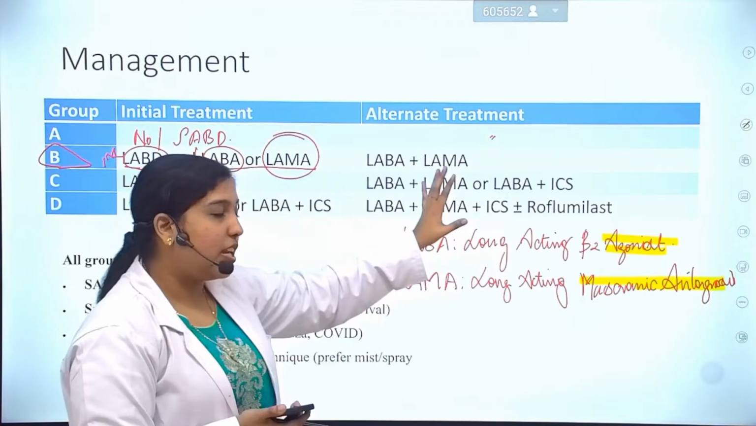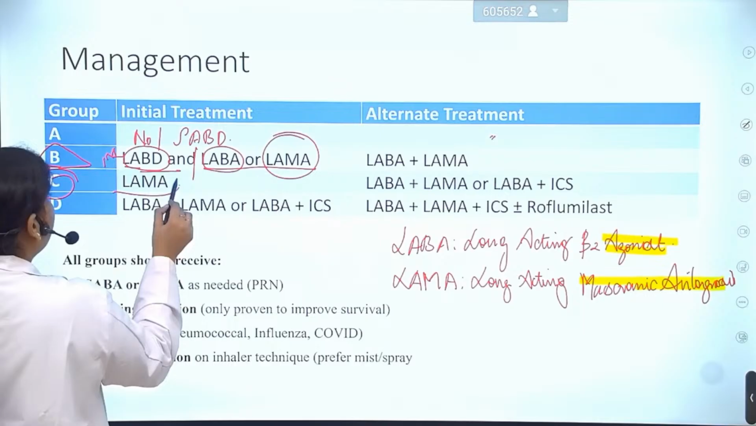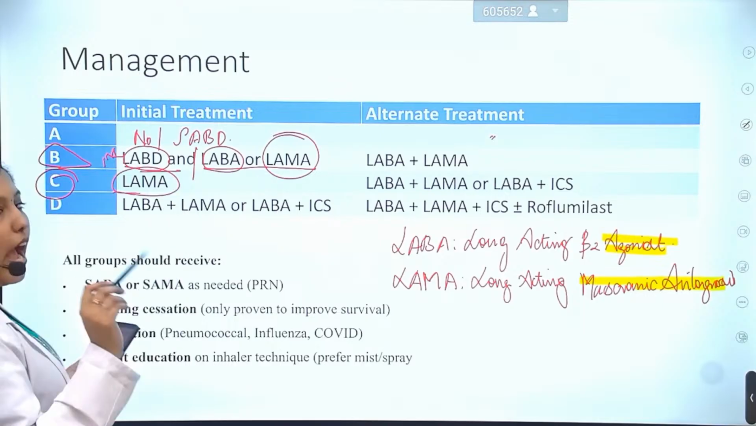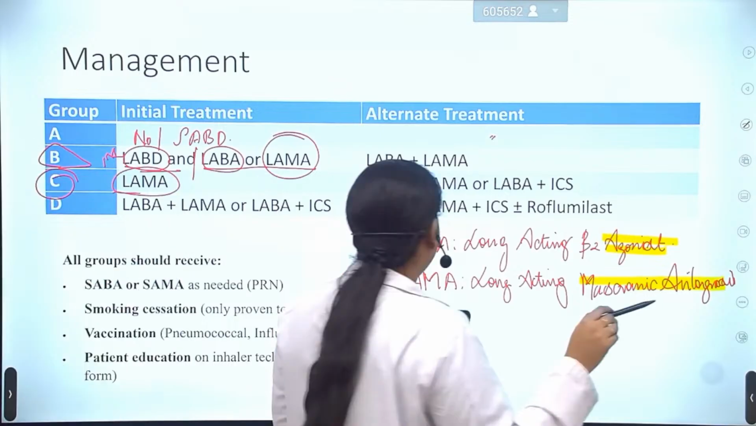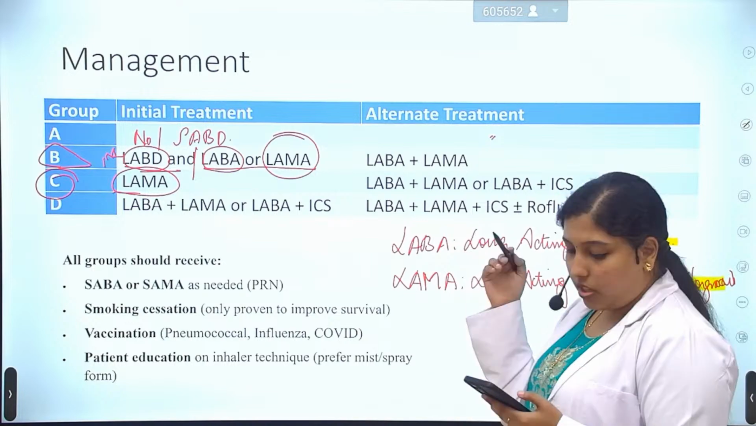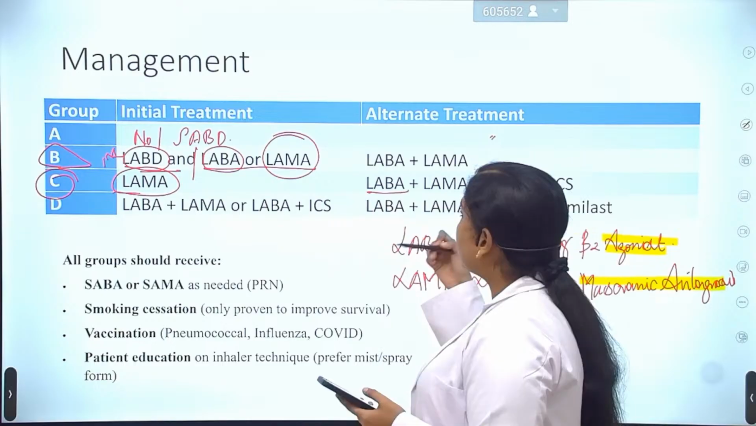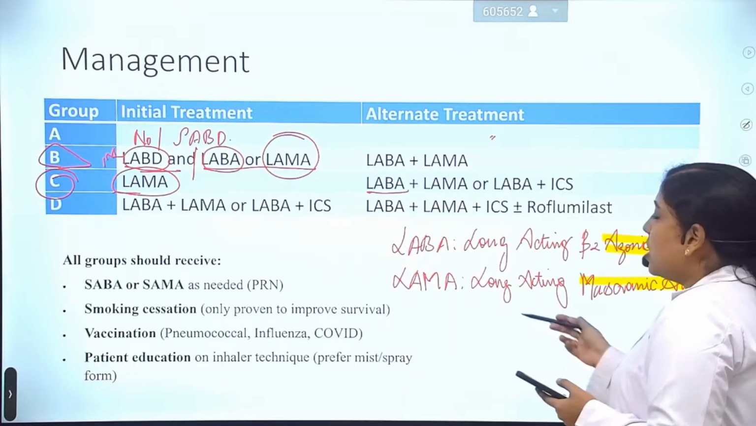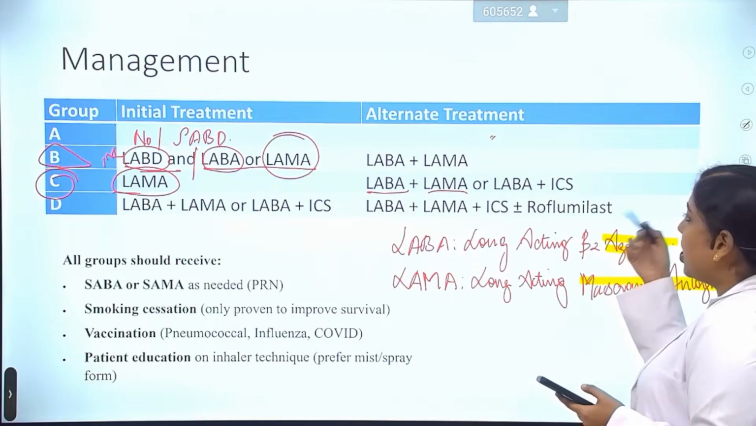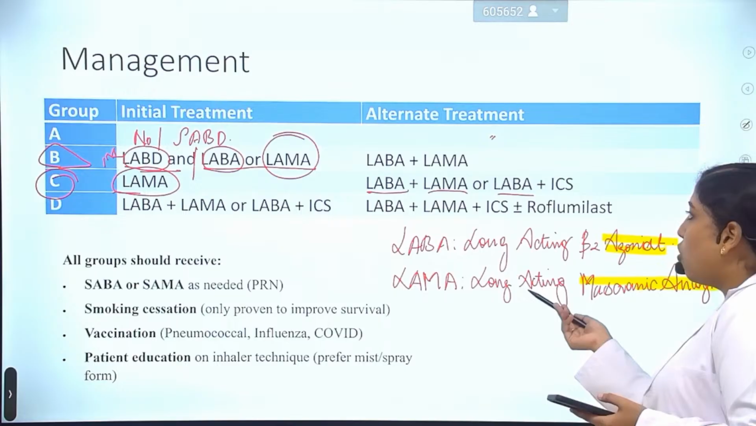When they are coming into the severe category, we are going to give them LAMA, that is long acting muscarinic antagonist, with an additional treatment, alternate treatment. When the things are persisting, then we are going to give long acting beta agonist and long acting muscarinic antagonist, or again your long acting beta agonist plus your inhaled corticosteroids.